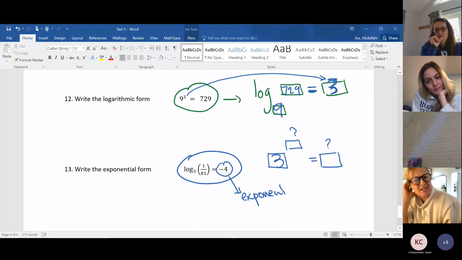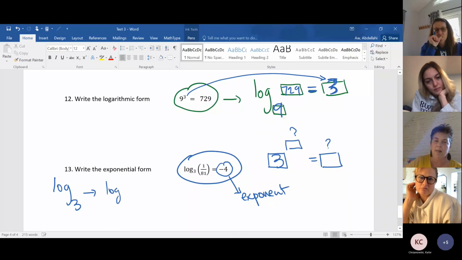Where did you get the 3? Because it says log 3. Log base 3, yes, it says log base 3. That is base 3. See, this is log 3 here. This reads what? Log base 3, right?